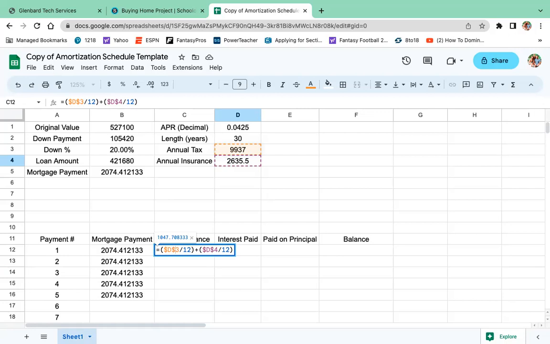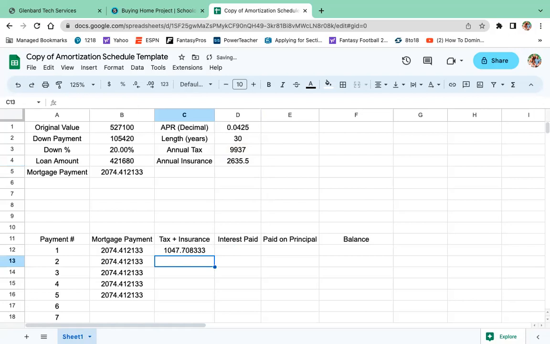Okay. So we hit enter on that. There's our tax and insurance. Now, I should be able to copy and paste that, and it should be the same amount every single month for the whole duration. Let's just go out to 5 payments right now, and I'll show you how to extend it later. Okay? You guys with me so far and have your sheet updated?